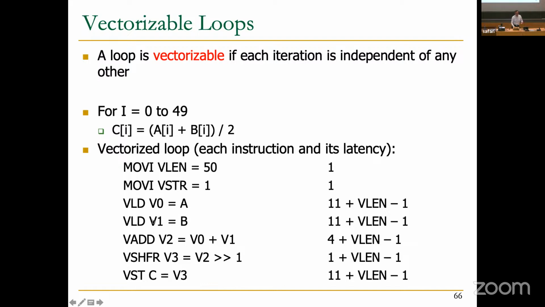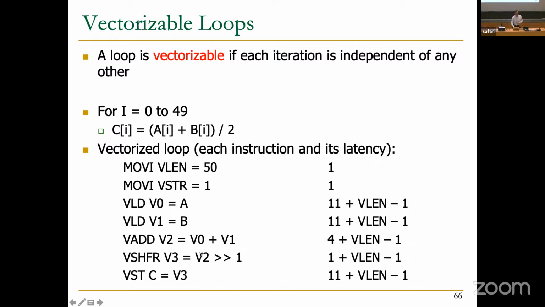The next instruction is a vector load. Basically load the elements of array B into vector register 1. The next instruction is a vector add. Add vector register 0 to vector register 1 and put the result into vector register 2. Again, the first result will be available after 4 cycles because that's the latency of the adder. And then the remaining 49 results of the addition will come in 49 consecutive cycles, vector length minus 1 cycles.